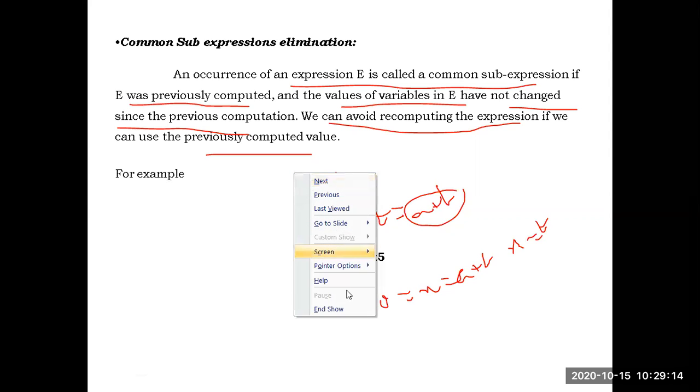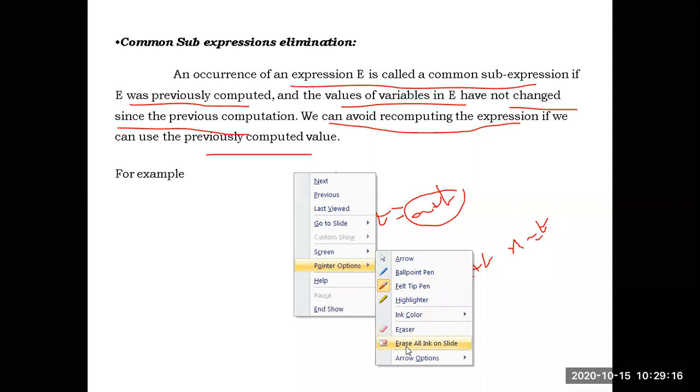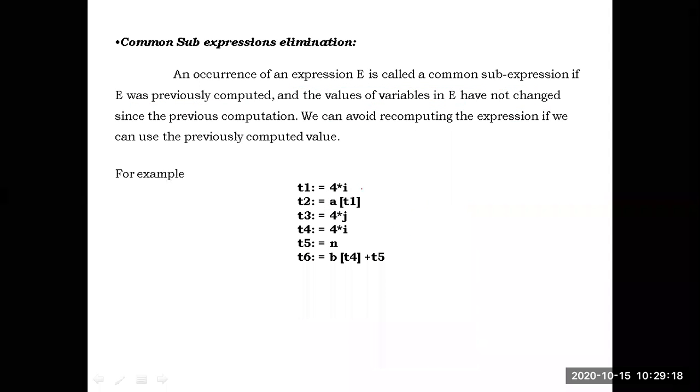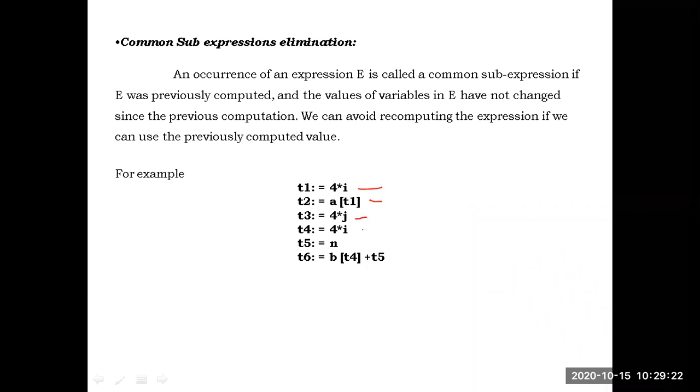See this example. T1 is equal to 4 into I, T2 is equal to A of T1, T3 is equal to 4 into J, T4 is equal to 4 into I, T5 is equal to N, T6 is equal to B of T4 plus T5. This is the given three address code.